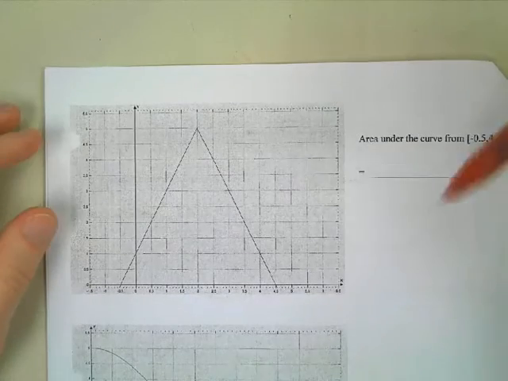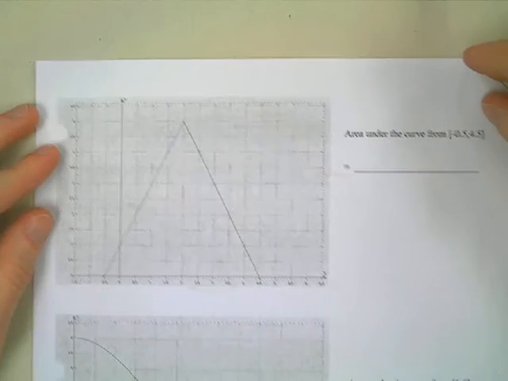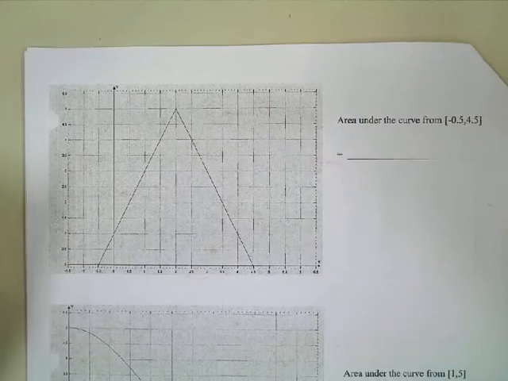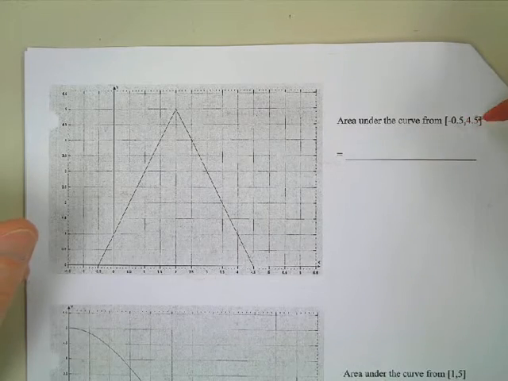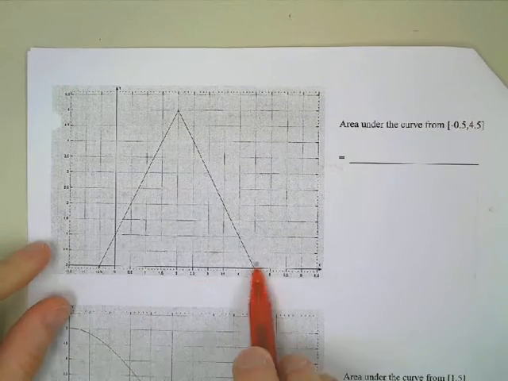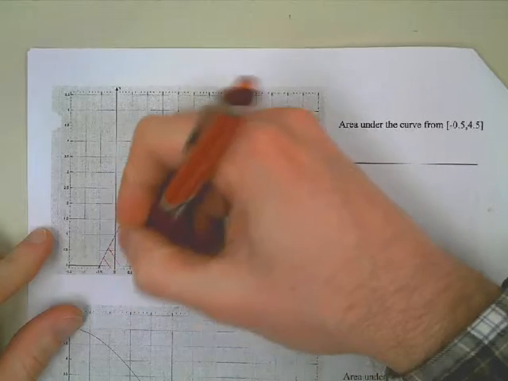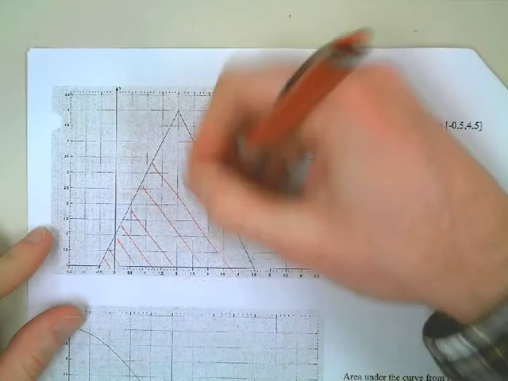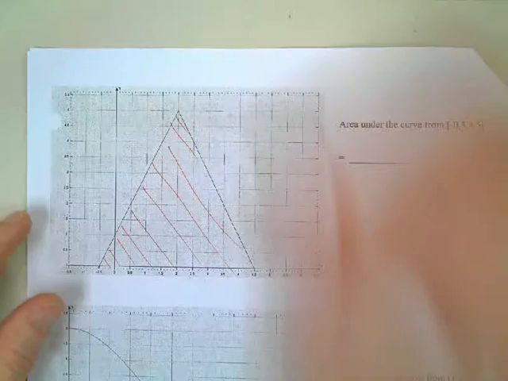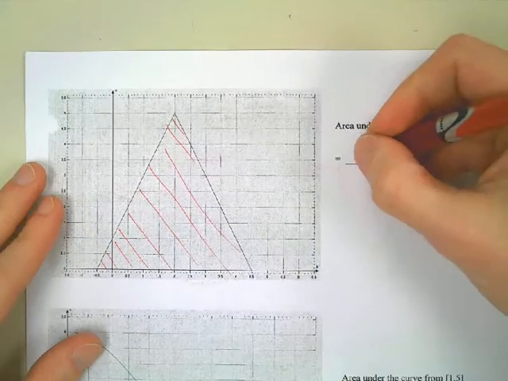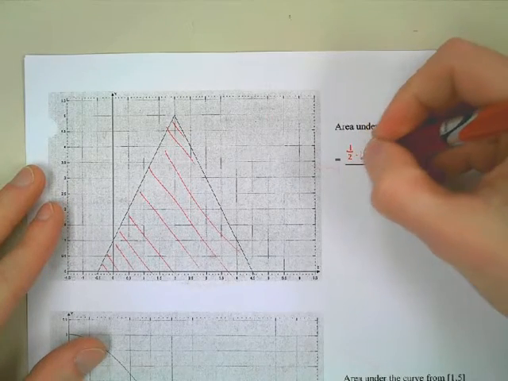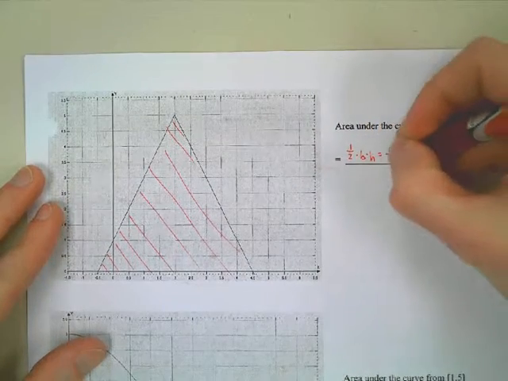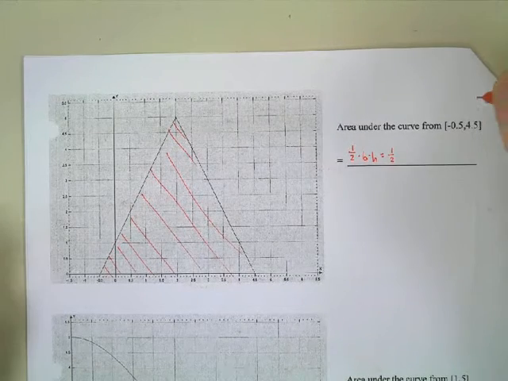All right, this shape. That's fine. We want to find the area from negative 0.5 to 4.5. All right, so it looks like we want to find the area of then this region. So it is a triangle. So again, the triangle's area formula is 1/2 times base times height, which is, let's see here, what's the base of this triangle? 4. What's the height of this triangle? No, it's 5. It's 5.